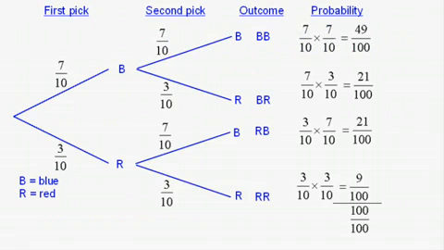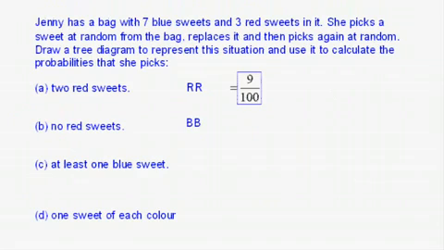Second part, no red sweets. Well, the only thing which has no red sweets in it is the blue-blue combination. And we've already calculated that. That's 49/100. And so is that.